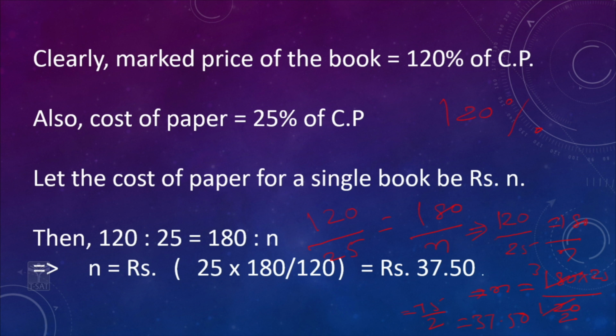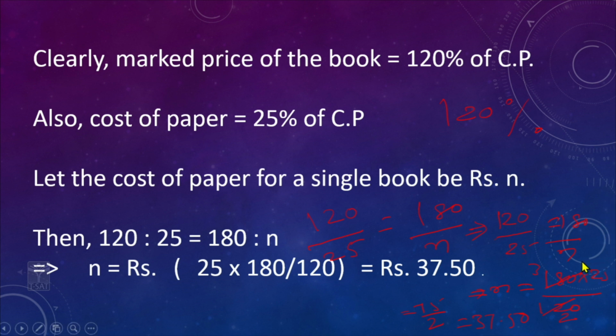The marked price is 20% more, means here simply we can say 120% of the cost price. That is the first statement. And the cost of the paper is 25% of the cost price, means here 120 by 25 is equal to the cost price of the book, means here 180 rupees. So, the cost of paper for the single book we do not know, it is n. They are in direct proportion. So, 120 by 25 is equal to 180 by n.